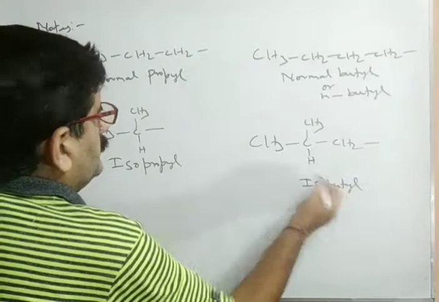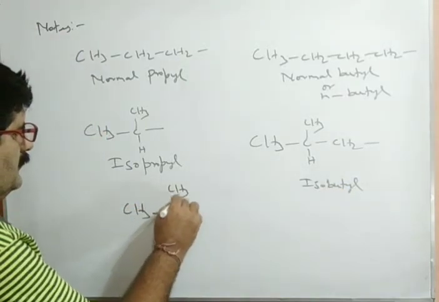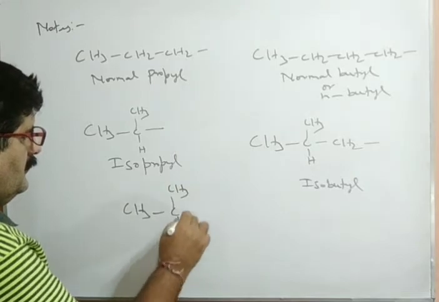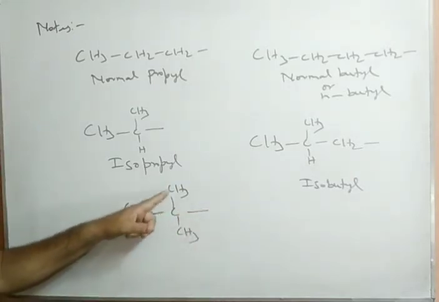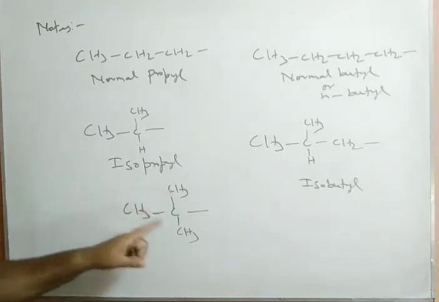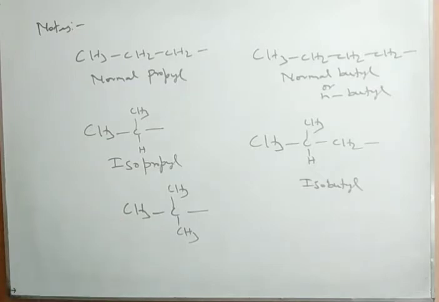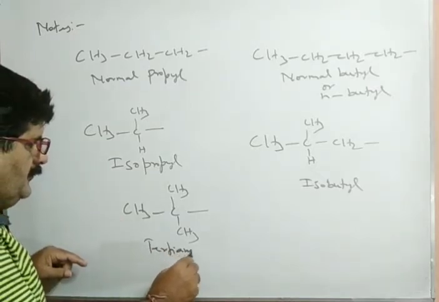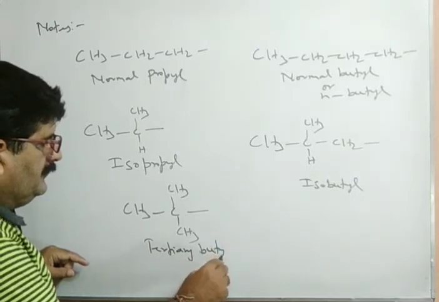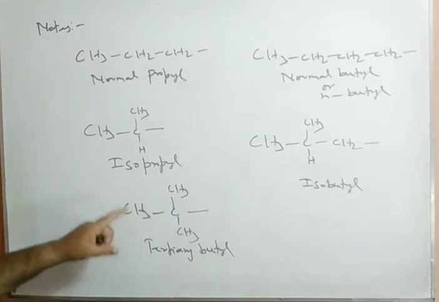Isobutyl. Suppose this pattern of group is given, then one carbon atom linked with other 3 carbon atoms. That's why the name of this alkyl group is what? Tertiary. Tertiary butyl. Why butyl? Because the alkyl group contains a total of 4 carbon atoms.